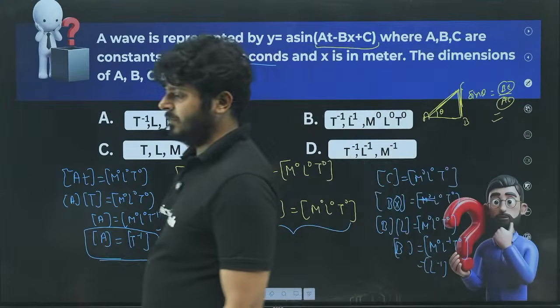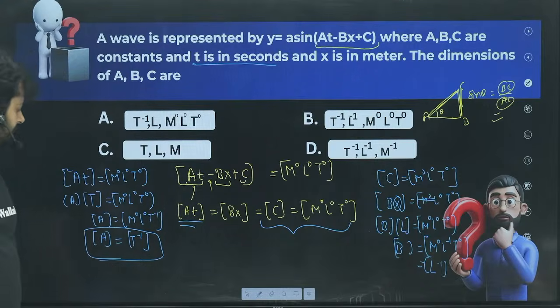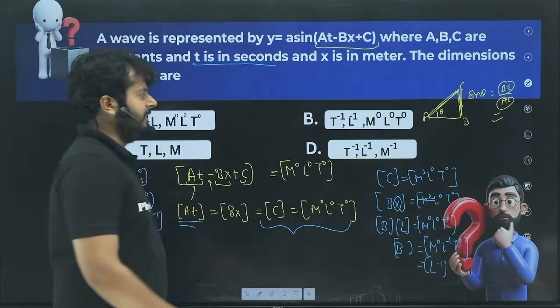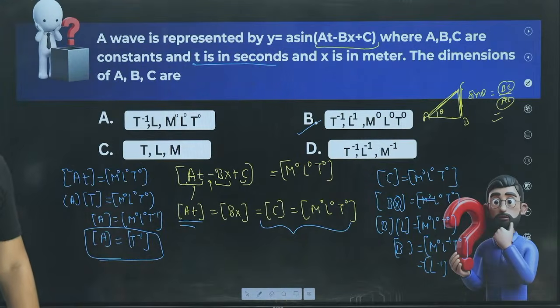Answer in the chat box. Tell me what could be the possible thing. Option B is the right option. Right, so let's continue.